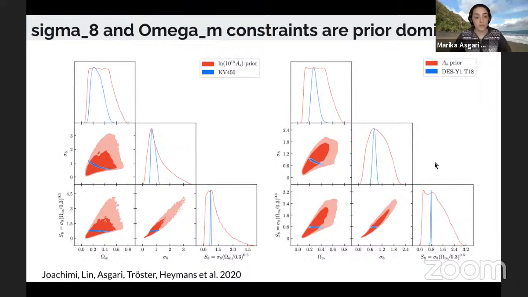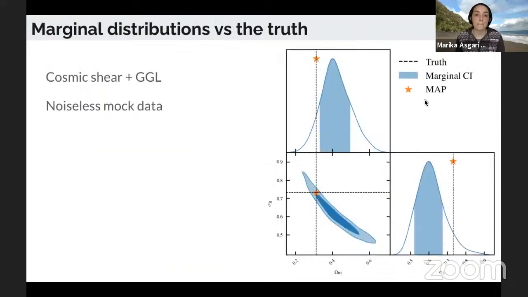So for the KiDS-1000 analysis, we decided we are not going to go through the route of putting priors on A_s. Rather, we're going to put priors on S8, because S8 is the parameter we care about. So we put a flat prior on S8, so it's not informative, over a very large range. And that actually produces contours that are slightly larger than either of these two priors. Right, so that's the first one.